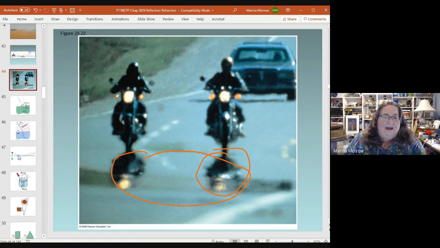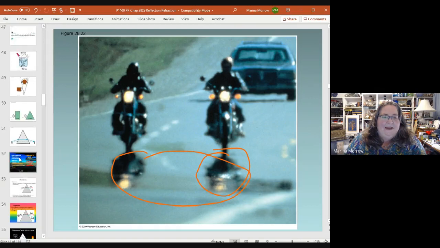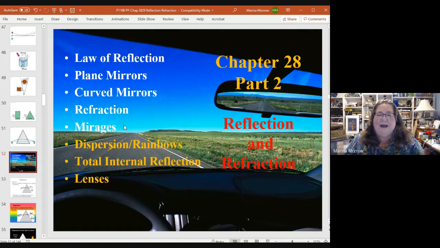Okay, so that's the idea with that part, and we're going to go on and look at dispersion and rainbows and total internal reflection and lenses for part 3.